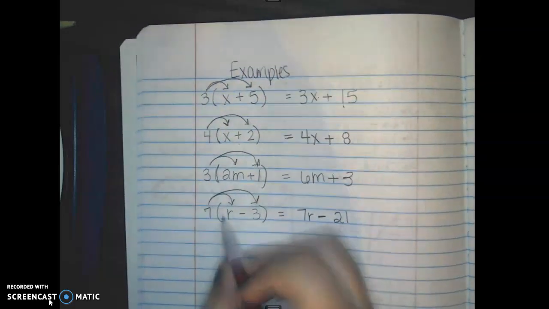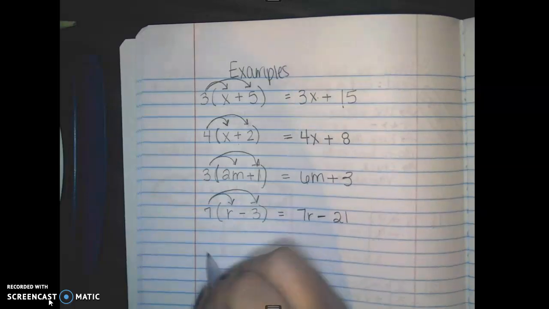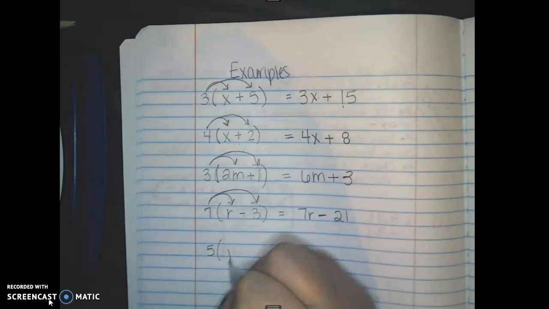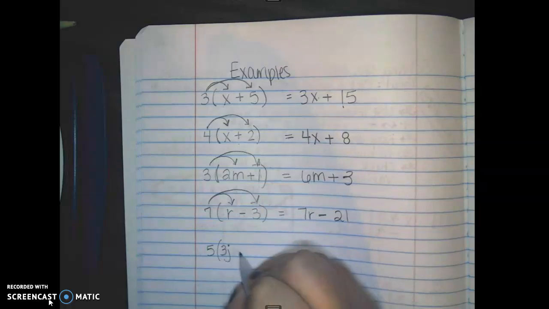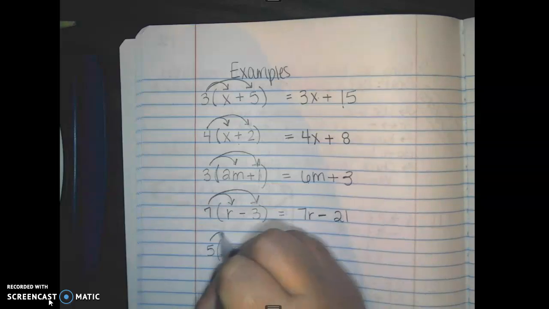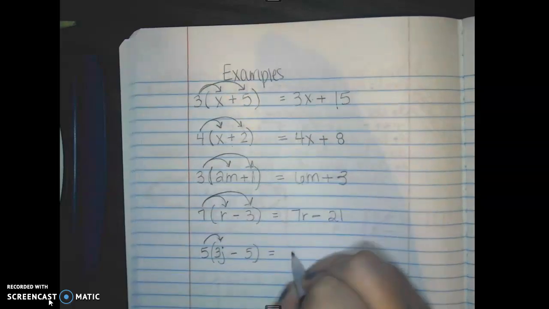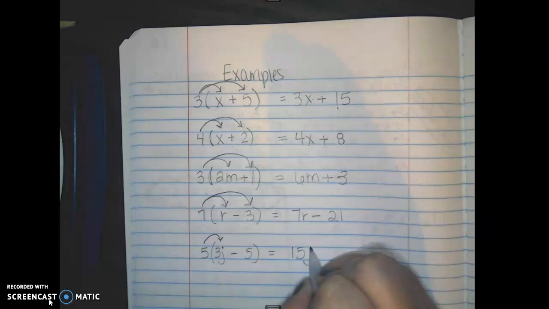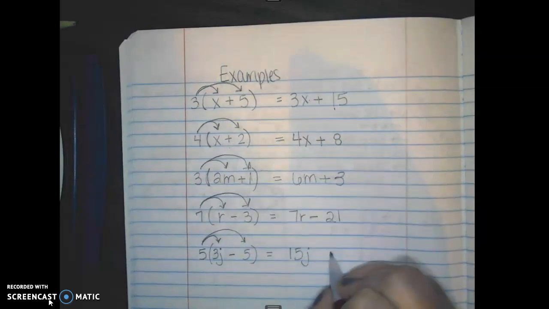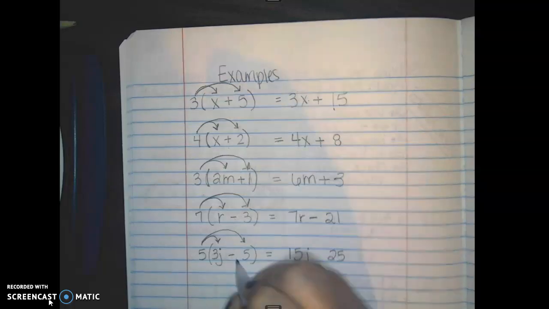We can also have what's called a coefficient in front of that r. So let's do 5, but let's do a different variable. Let's do j. Let's do 3j's minus 5. 5 times 3j is 15j. 5 times 5 is 25, and the problem was subtraction.